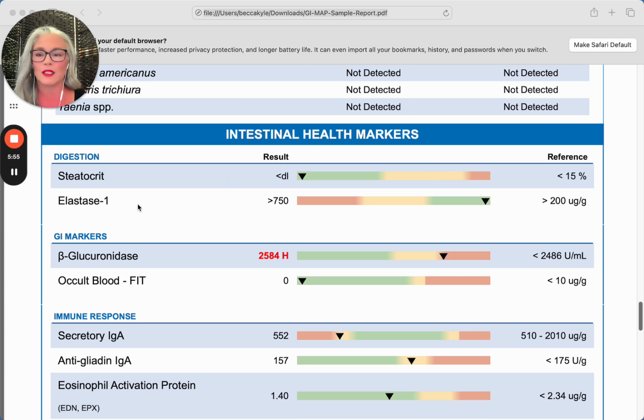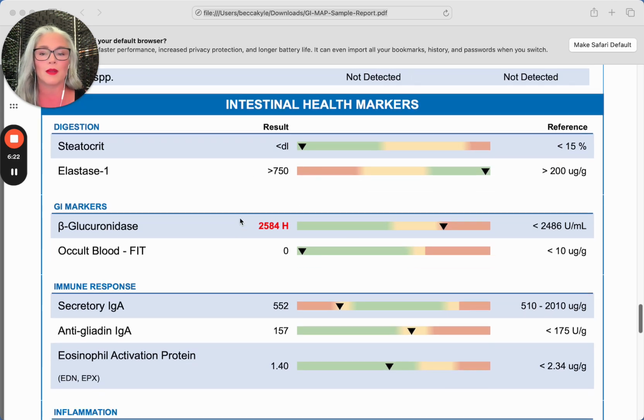Now, if this elastase 1 was low, this is a pancreatic enzyme that really helps support protein digestion. So if it's low, that tells us you've got some potential pancreatic issues. I do see this low a lot with H. pylori, not always. But if this was really low, we might need to further investigate pancreatic function, but you might also need a digestive enzyme to support protein digestion.